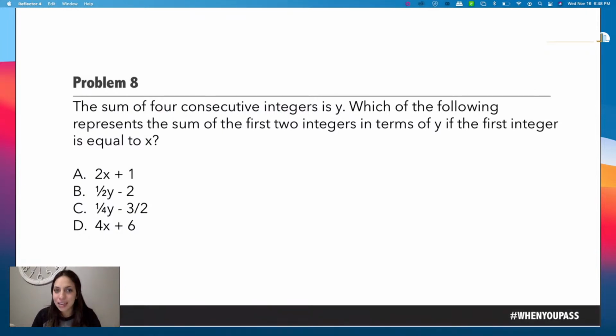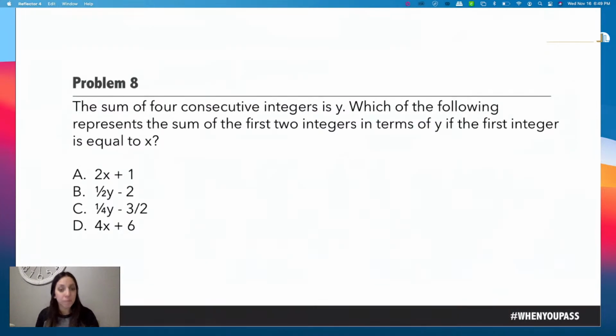So in this case is when it is critical that we understand how to read and interpret and solve these kinds of problems. The sum of 4 consecutive integers is y. Which of the following represents the sum of the first 2 integers in terms of y if the first integer is equal to x? This problem sounds so cumbersome, but I promise it's not.